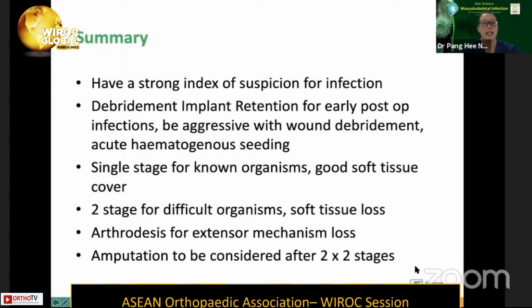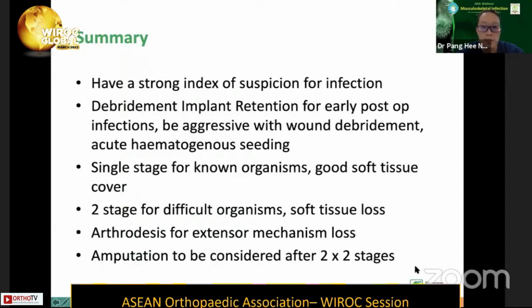So in summary, it's always important to have a strong index of suspicion for infection. If it's painful, you should try to exclude infection. Debridement, implant retention, and antibiotics are useful for early post-op infections. Be aggressive with the wound debridement. If the wound is discharging, be aggressive and go early to debride the wound.